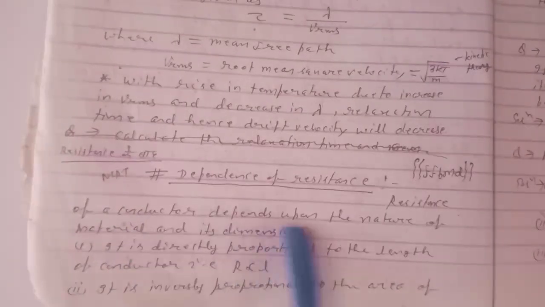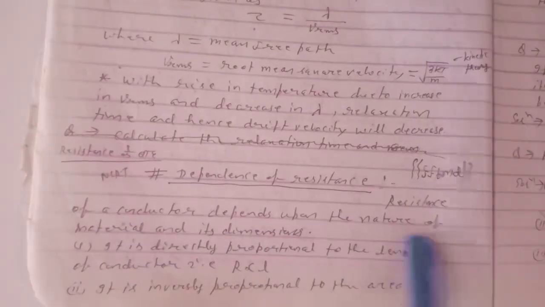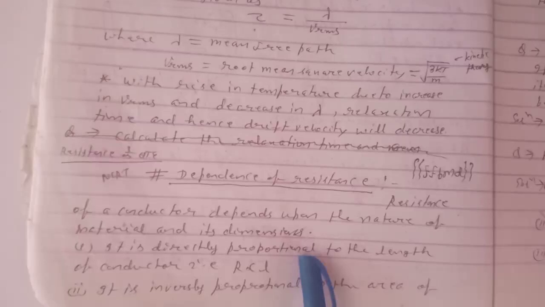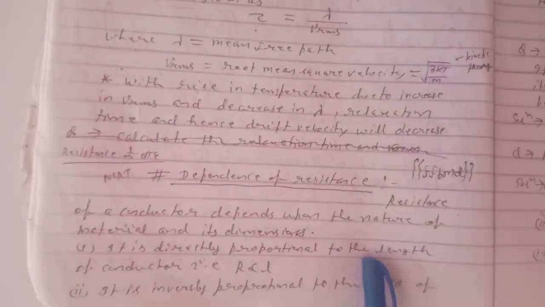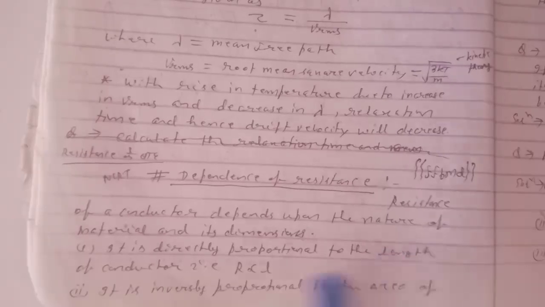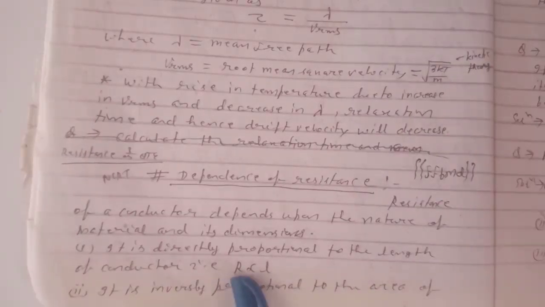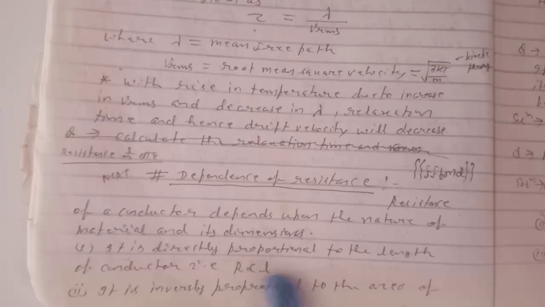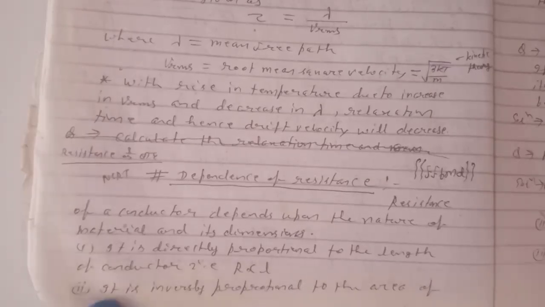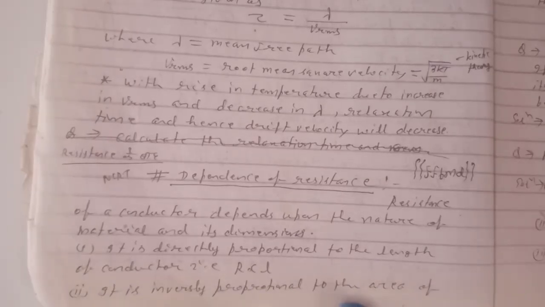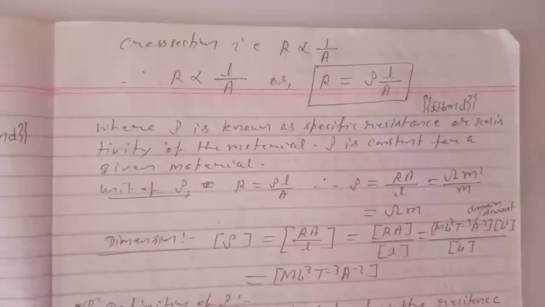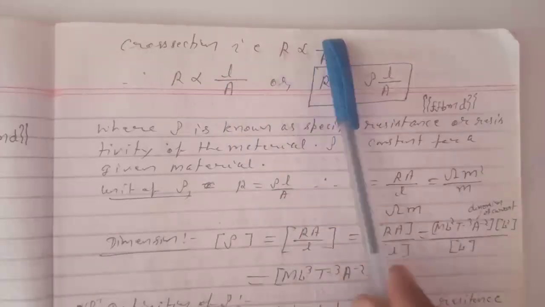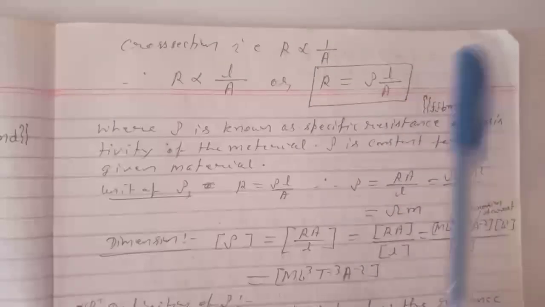Resistance of a conductor depends upon the nature of material and its dimensions. One, it is directly proportional to the length of conductor, that is R proportional to L, where R represents resistance and L represents the length of conductor. Second, it is inversely proportional to the area of cross section of conductor, that is R proportional to 1 by A, where A is the area of cross section.